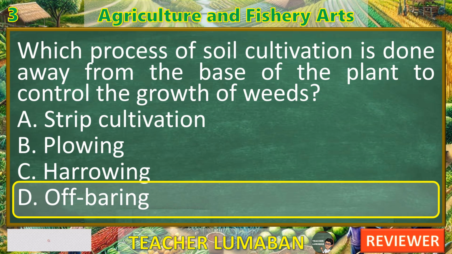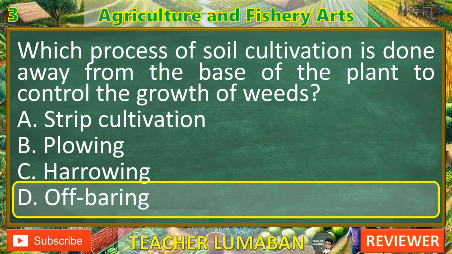A. Strip cultivation, this is a method of growing crops in strips to prevent soil erosion and manage land more effectively, often on sloped lands. While it can aid in weed control, it is not directly related to cultivating soil away from the base of the plant. B. Plowing, this is a primary soil cultivation process used to break up and turn over the soil, generally before planting. While it prepares the land and can help control weeds, it is done over large areas rather than focusing on cultivation away from the plant's base.